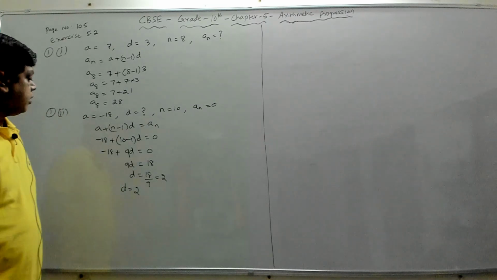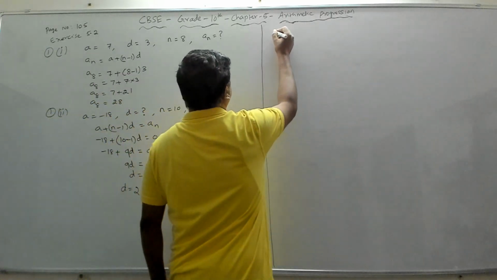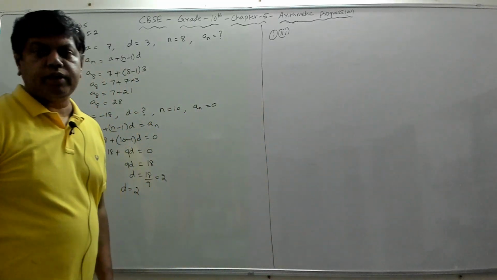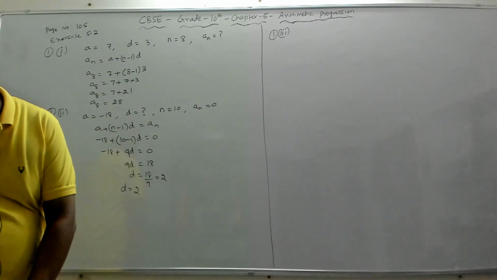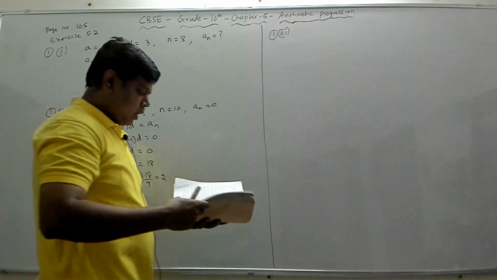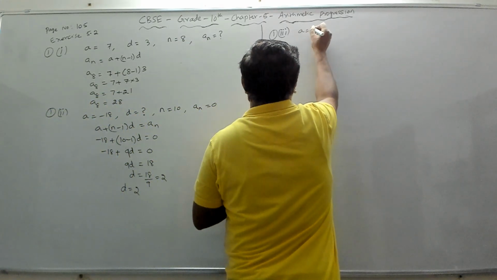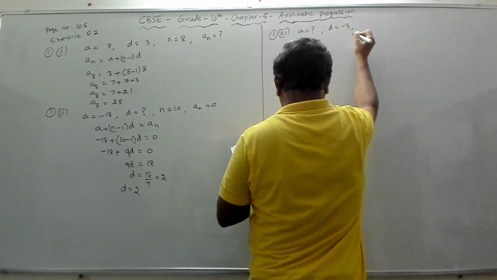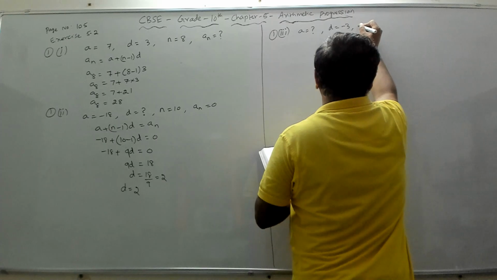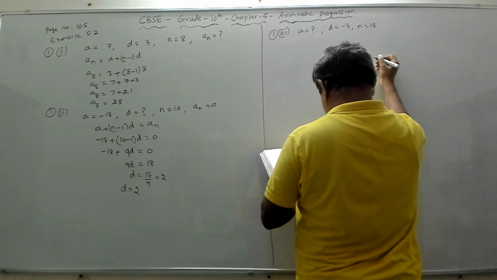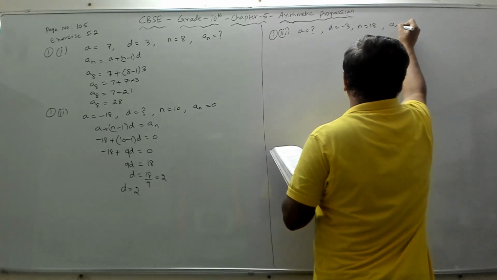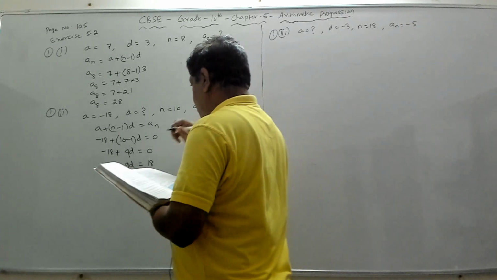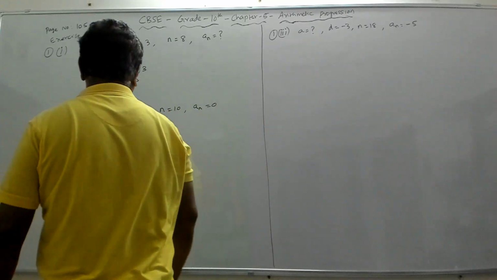Fine. Now let's go to the third one. In the first problem, third part. Here A is asked. The first term we have to find. So A is not given, question mark. And D is given as minus 3, and N is 18. Your AN is minus 5.